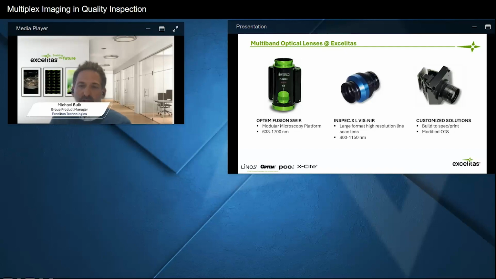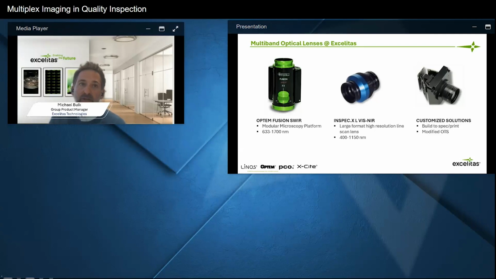Then our newest addition, shown in the middle here, is the Inspect XL Vis Near lens. This is a large format, high resolution line scan lens designed for wavelengths from 400 to 1150 nanometers. It supports these large sensor sizes for line scan applications, and we see applications again in the semiconductor area for substrate or PCB inspection.